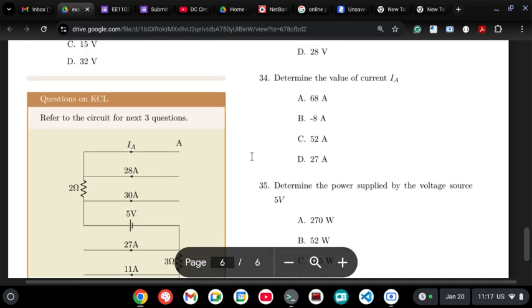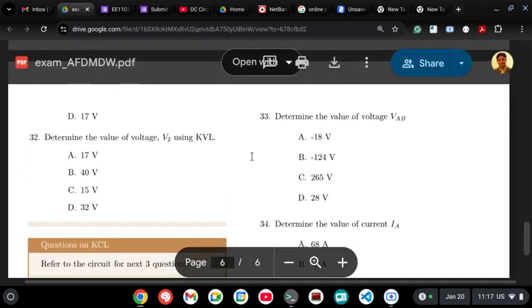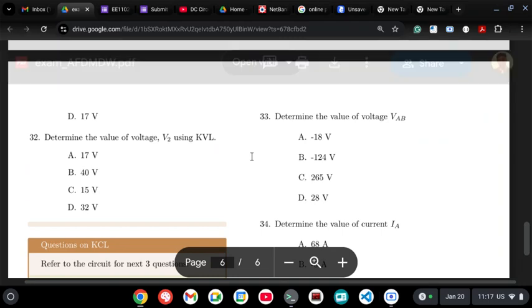So let's look at question number 33. Determine the value of VAB. So what is VAB? Voltage of A with reference to B. So from B, how much voltage of A is higher or lower? I have to start calculating from B and reach point A and then see what is the voltage of point A. Okay, so let us do that.